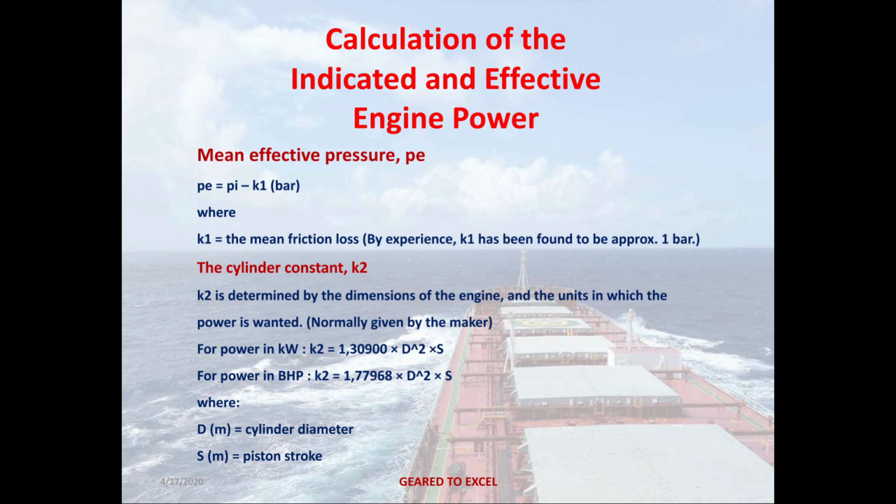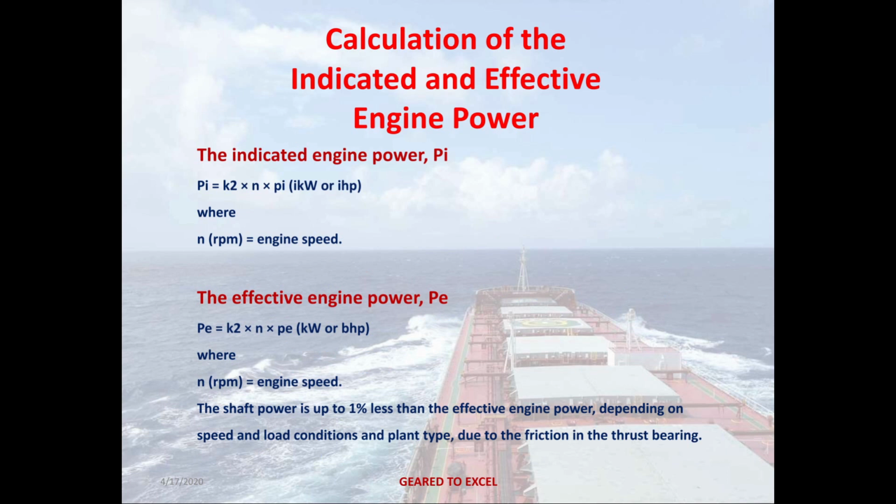The indicated engine power PI. PI is equal to K2 into N into PI, in kilowatt or HP, where N is the engine speed in RPM. The effective engine power PE. PE is equal to K2 into N into PE, kilowatt or bhp, where N is the engine speed in RPM.